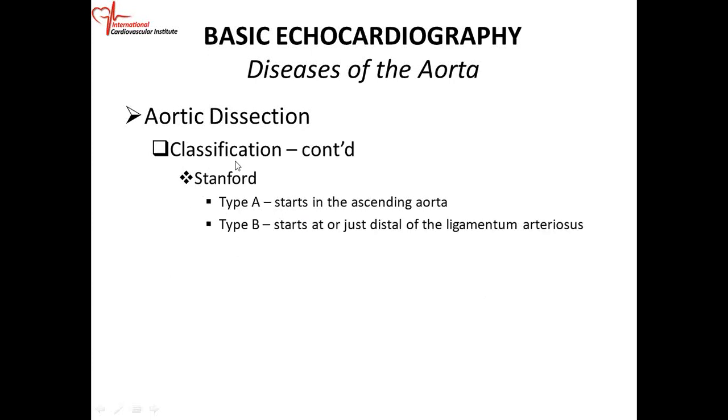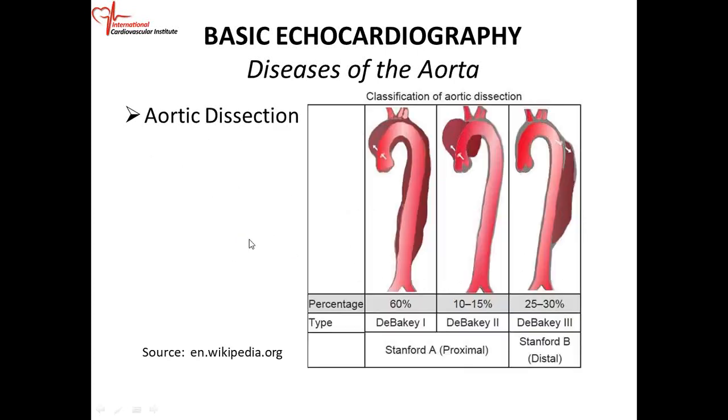And then you have a Stanford classification, which is very similar. With Stanford, you have a type A and a type B. With your Stanford A, it starts in the ascending aorta. So your Stanford A includes your DeBakey type 1 and 2, which is surgical. So type A starts in the ascending aorta. With your Stanford B, it starts at or just distal to the left subclavian, which is where you're going to find your ligamentum arteriosus. And your Stanford B is usually medical treatment.